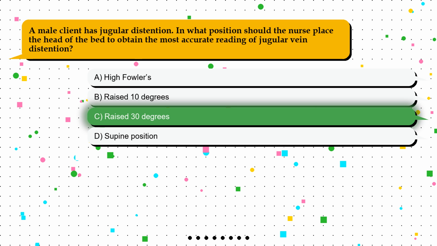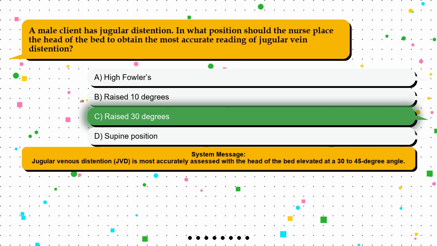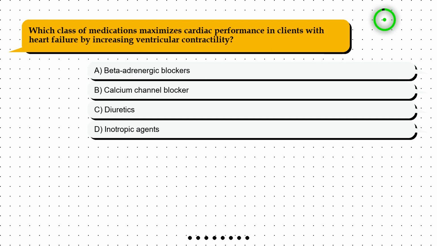The correct answer is option C, raised 30 degrees. Jugular venous distension, JVD, is most accurately assessed with the head of the bed elevated at a 30 to 45 degree angle. Question 6. Which class of medications maximizes cardiac performance in clients with heart failure by increasing ventricular contractility?